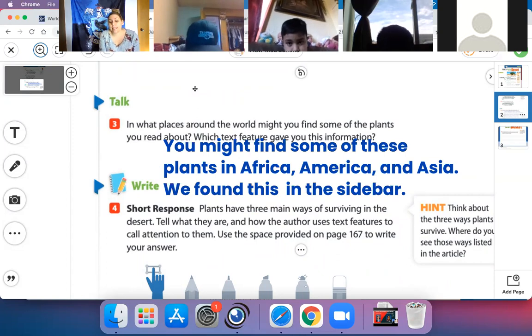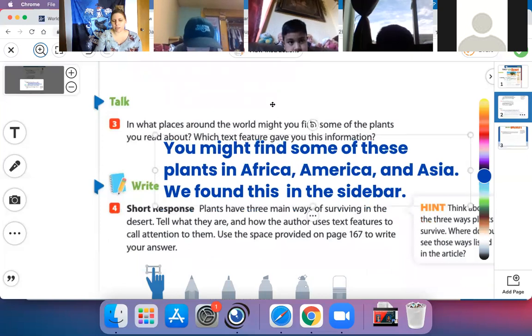So those are the 3 places that it said in the sidebar where we might find some of these plants, because we'd find them in these deserts.